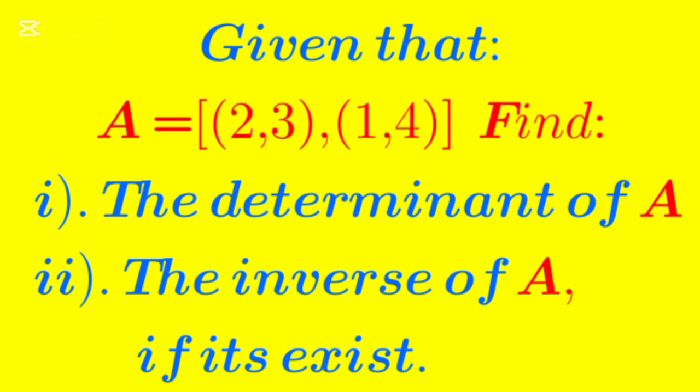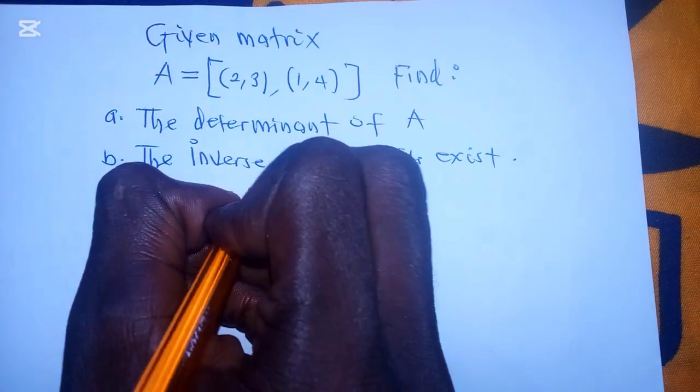The question reads: given matrix A, given as 2, 3 and 1, 4, then we have to find A, the determinant of A, and B, the inverse of A if it exists. Okay, now let's get started. We say solution.